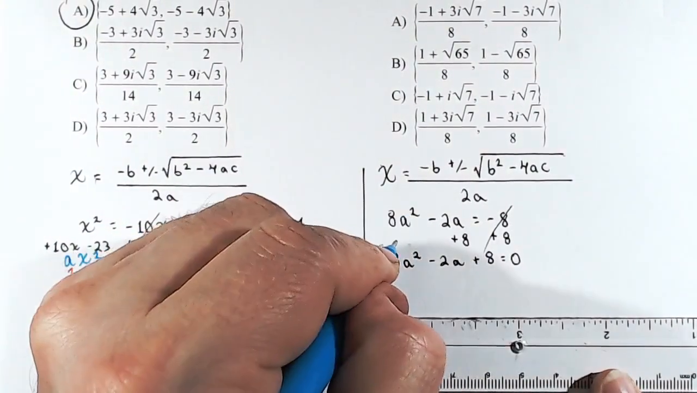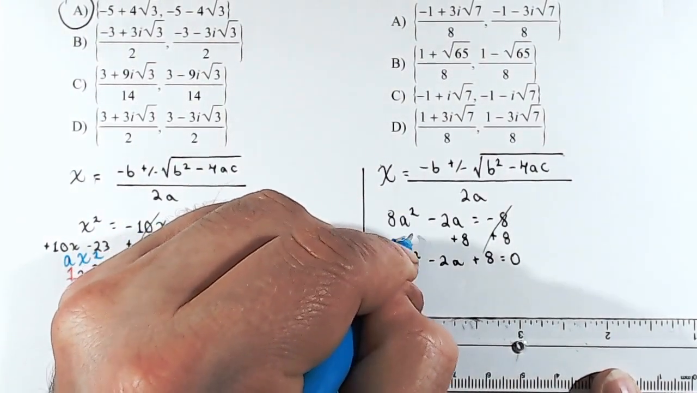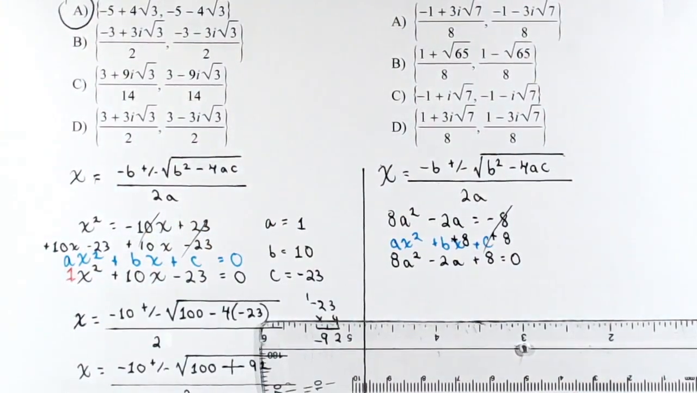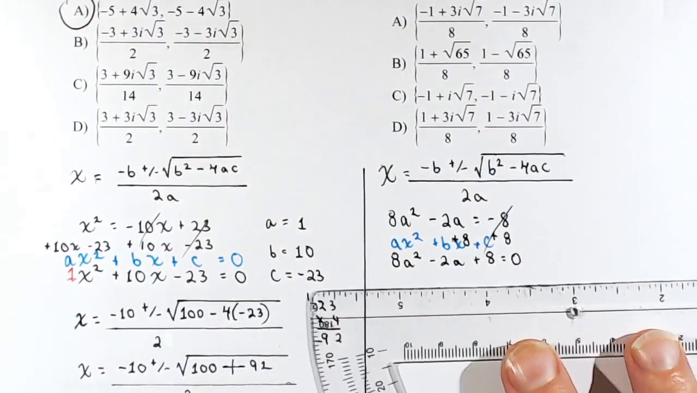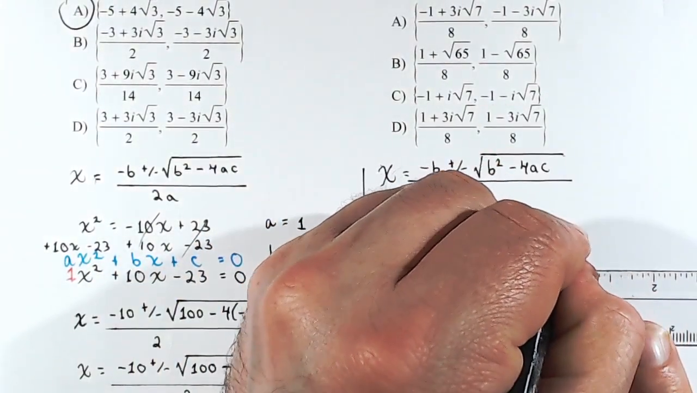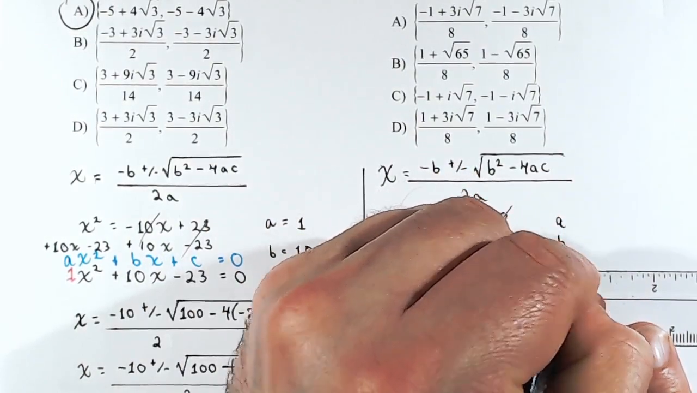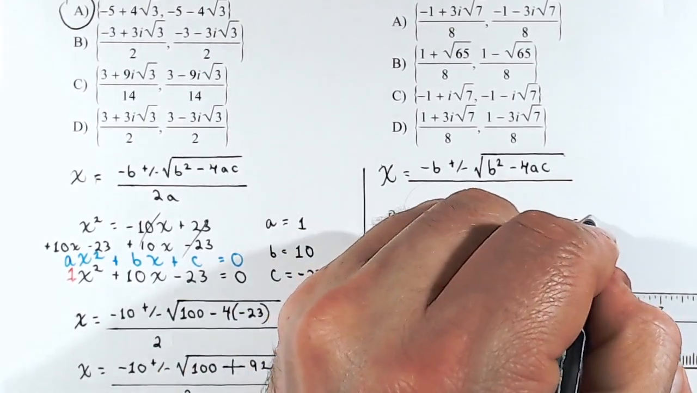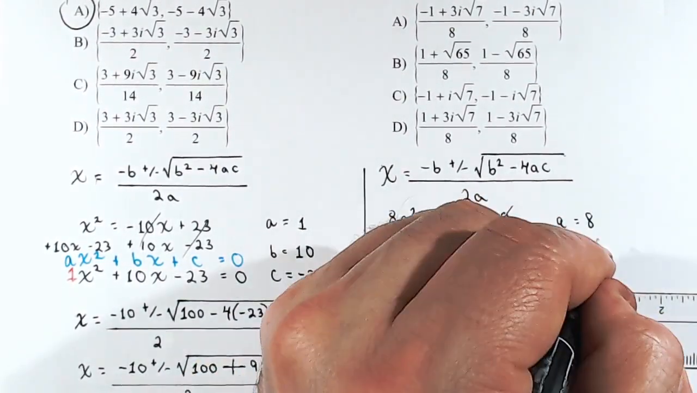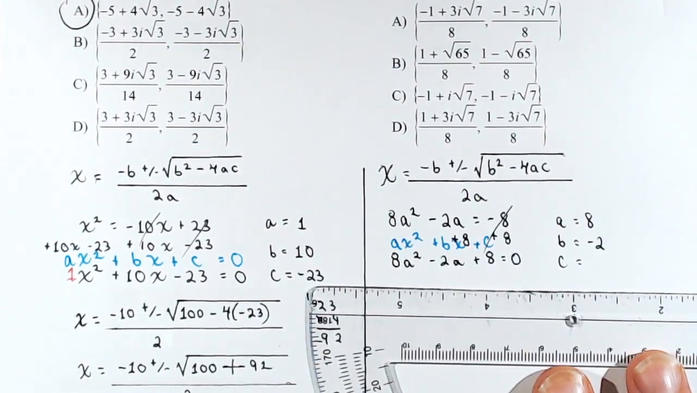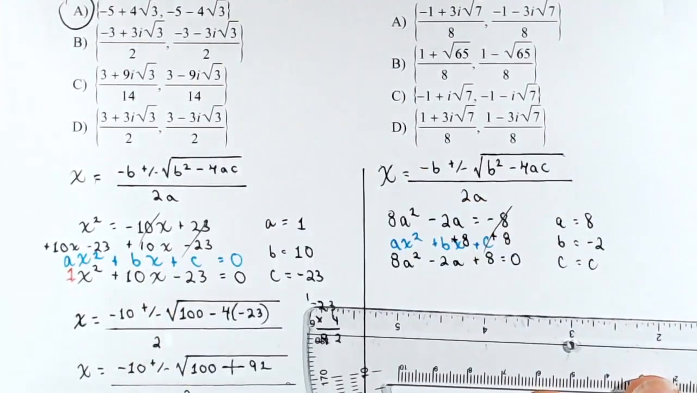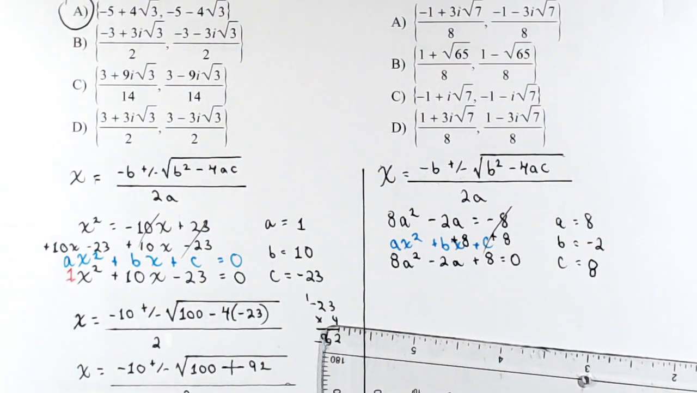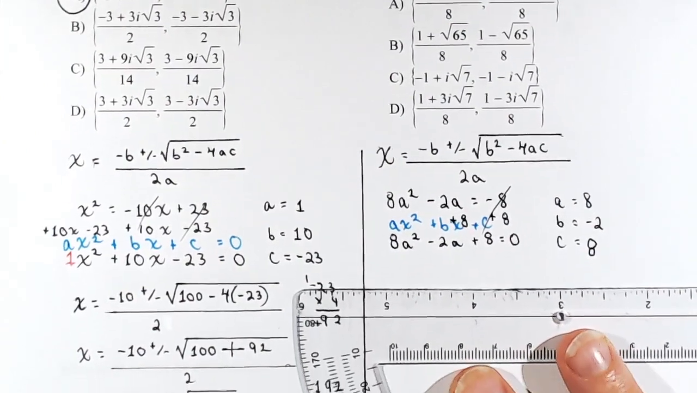So we have to do our analysis. This is ax squared plus bx plus c. So we have to figure out what a, b, and c are. And luckily, they're all going to be pretty easy to match up. So a is 8. b is negative 2. And c is 8. Okay, so we're going to plug this into the quadratic equation.